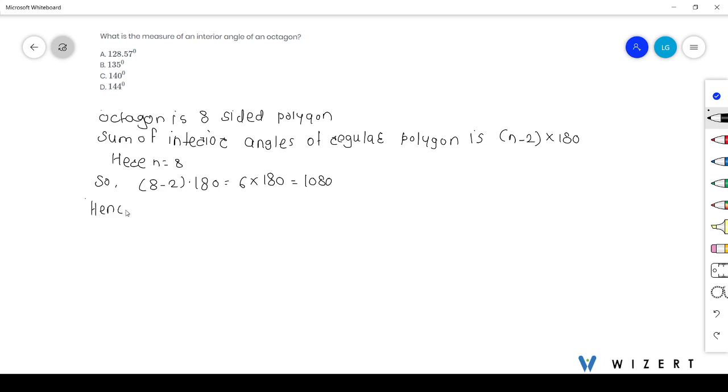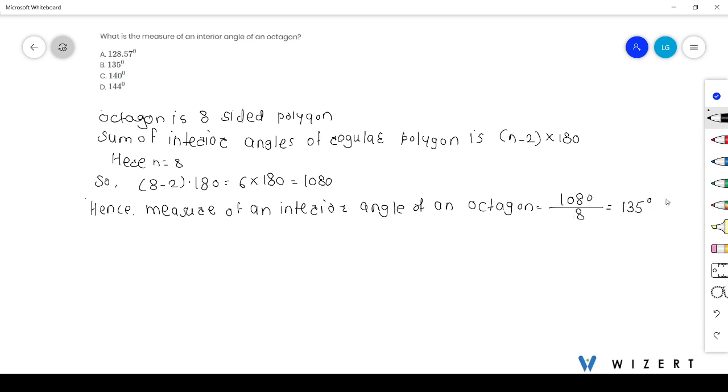Hence, the measure of an interior angle of an octagon is given by the sum of the interior angles, that is 1080, divided by the number of sides, which is 8. So 1080 divided by 8 is 135 degrees. That is, our answer is 135 degrees, and from the available options we have option B as 135 degrees.